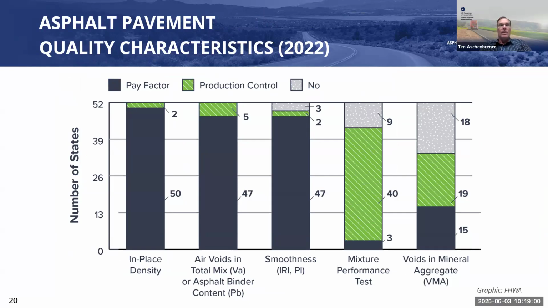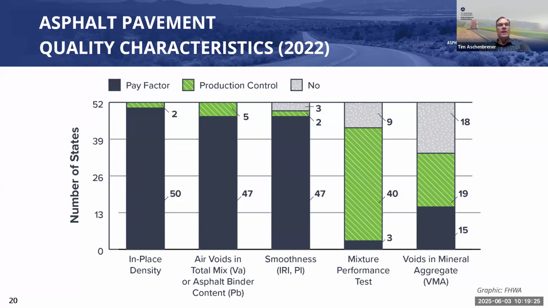If we look around the country from our most recent quality assurance assessment that we did in 2022, we see things like in-place density, air voids, binder content, smoothness. Those quality characteristics, more often than not, a majority of states use as a pay factor. Although in a few cases, some states use those as actionable limits in which they might want a go, no-go to occur.